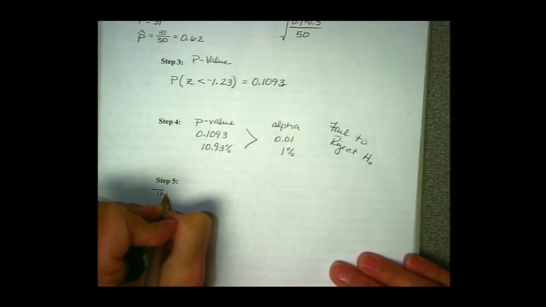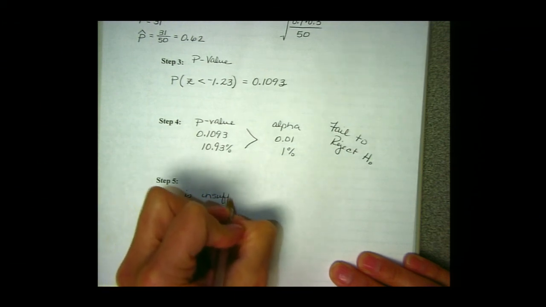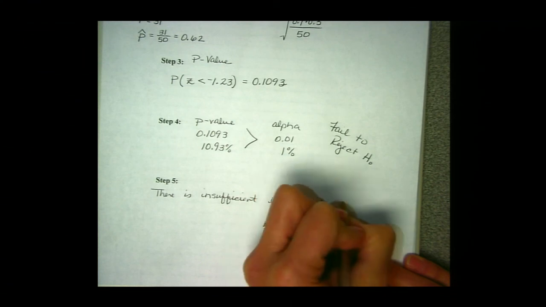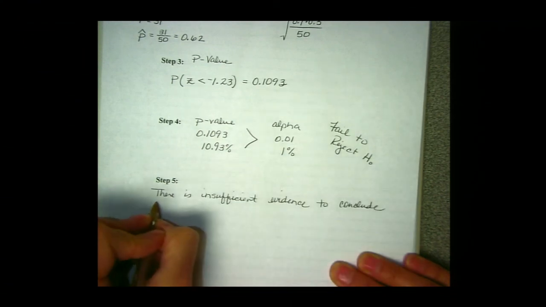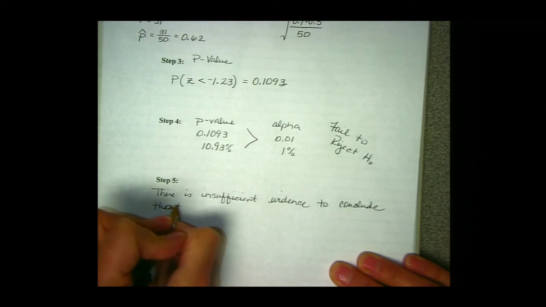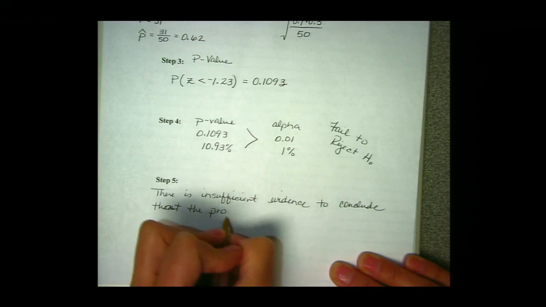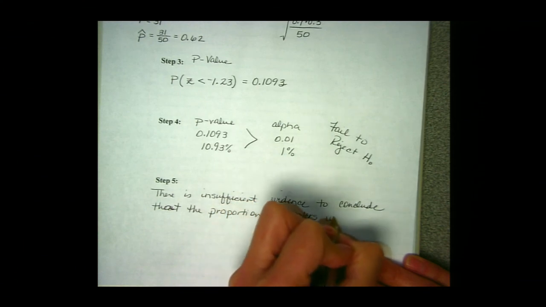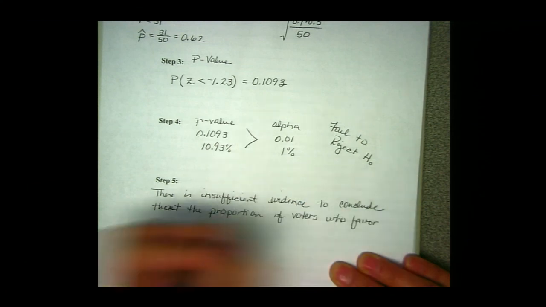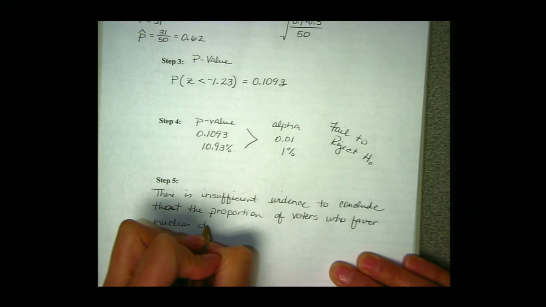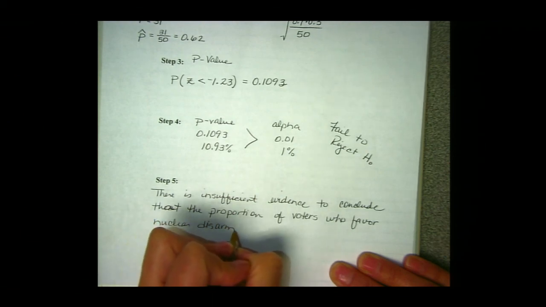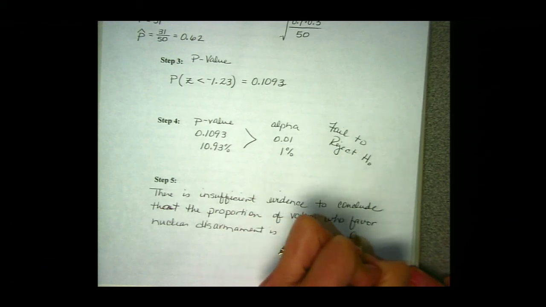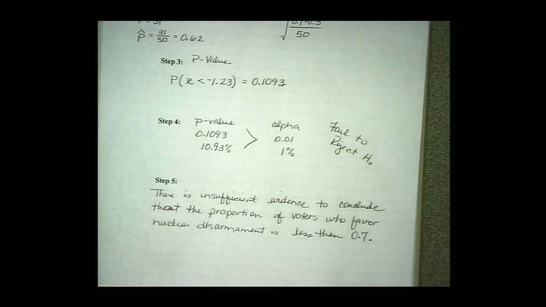So, there is insufficient evidence to conclude that, whoops, I got to be able to spell that, the proportion of voters who favor nuclear disarmament is less than 0.7. So there's my conclusion, insufficient evidence.